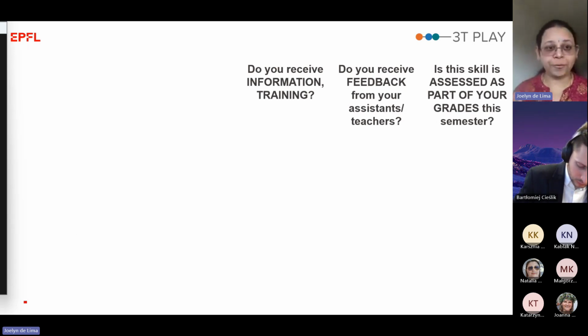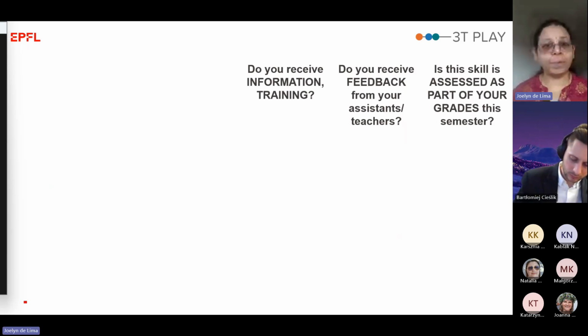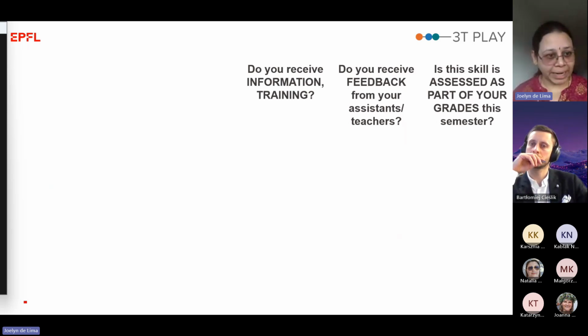We also asked the students, do you receive information or training? Thinking back to that first moment, the trident, which is knowing. So do you get the information or training about these skills? Thinking about the second moment in the training, which is experiencing, we ask them, do you get feedback from your assistants or teachers? So in order to get feedback, they would have had to experience it. And finally, we ask them, is this skill assessed as part of your grade? So for it to be assessed, they've hopefully transferred it into another situation, and that was a proxy that we used over here. We were not very happy with the results that we saw.